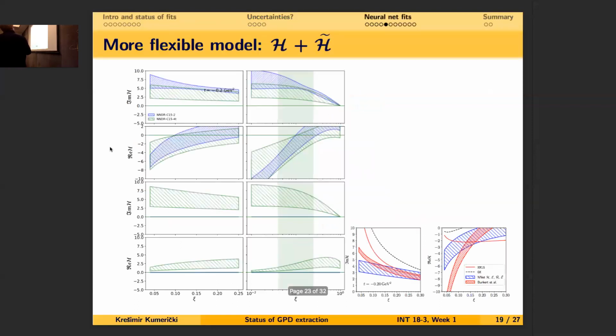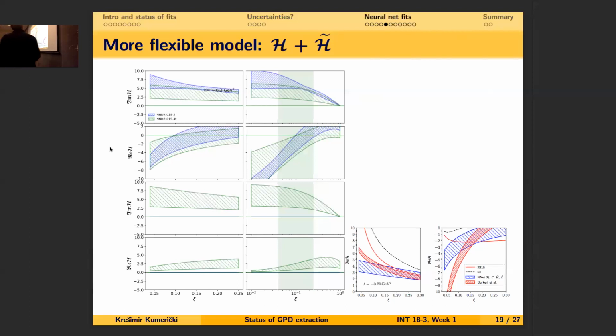Okay, so if you use a more flexible model, for example, you add H tilde to your model, you will see what happens here. The blue model is the old one, and the green model is now including H tilde, so you have new contributions from H tilde. These are the tildes here. This is imaginary H tilde, real H tilde. And you see that imaginary H shifts significantly due to the introduction of the new part in your model, right? Real H as well is changing, right?